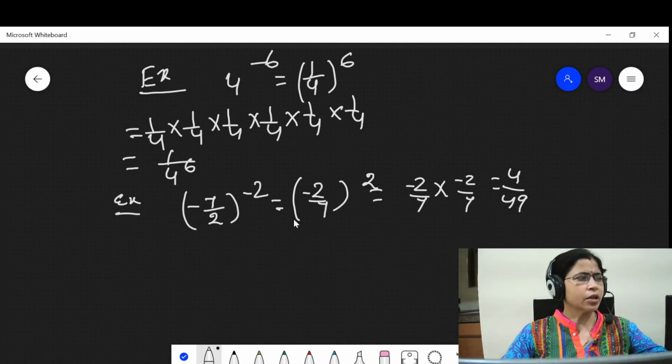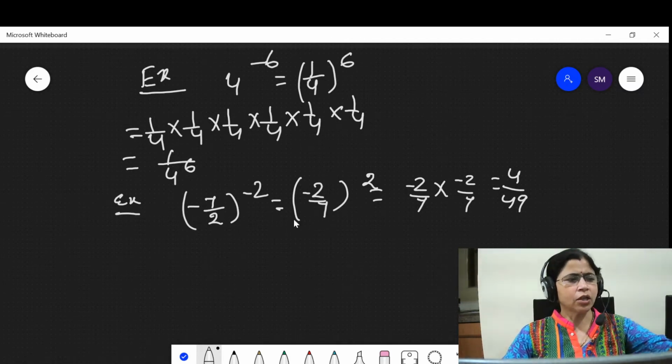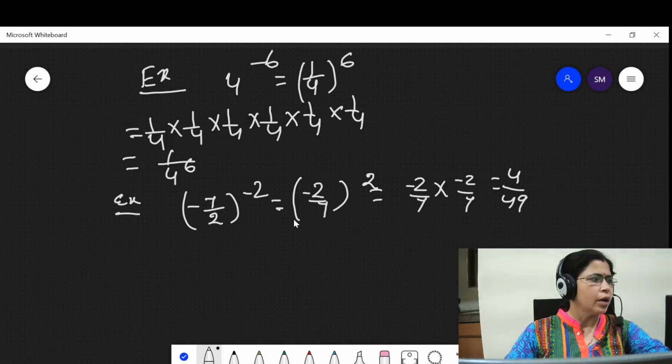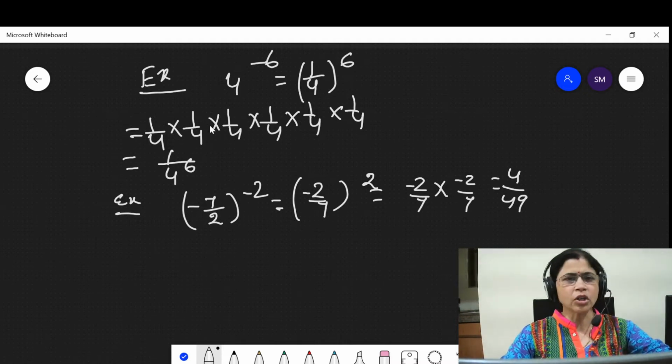Now let us discuss the other properties of these exponents. Now solve some other questions. Here another question is given.